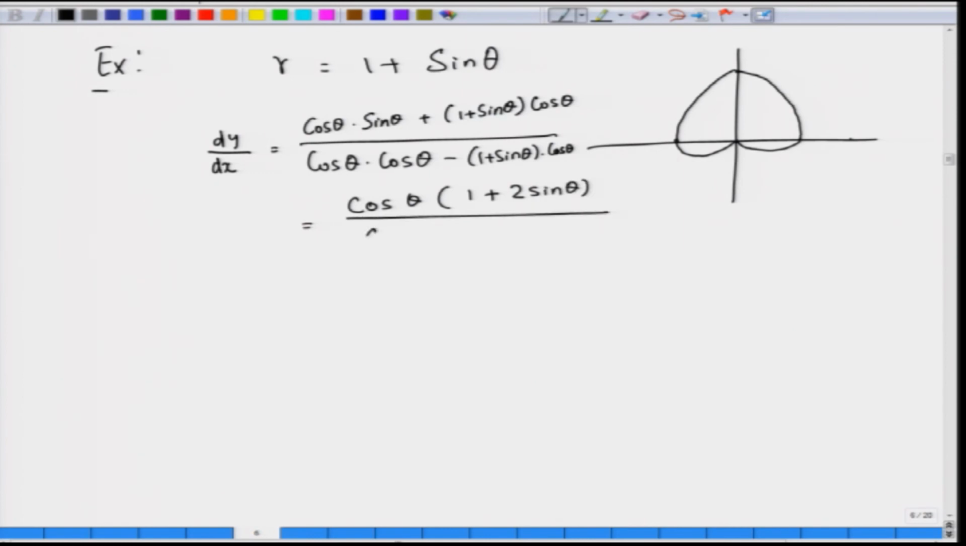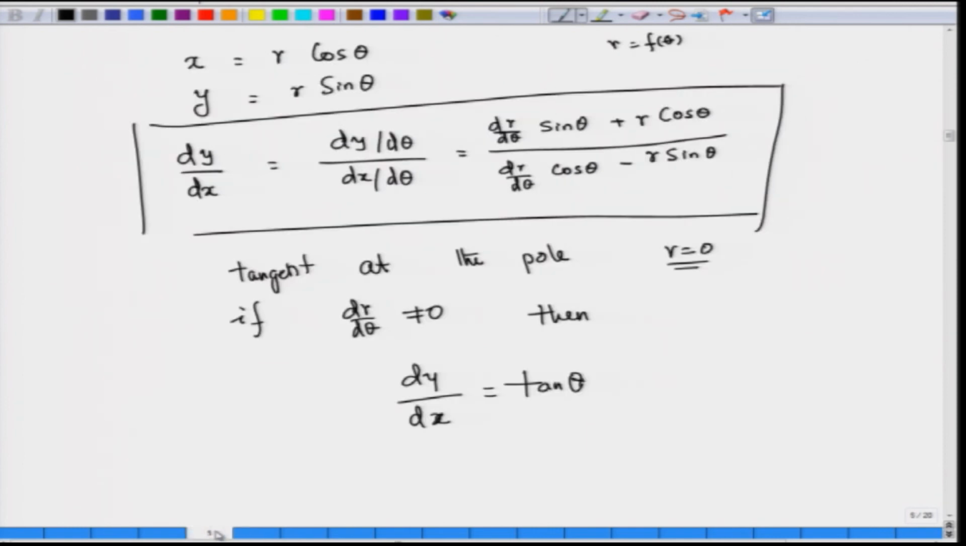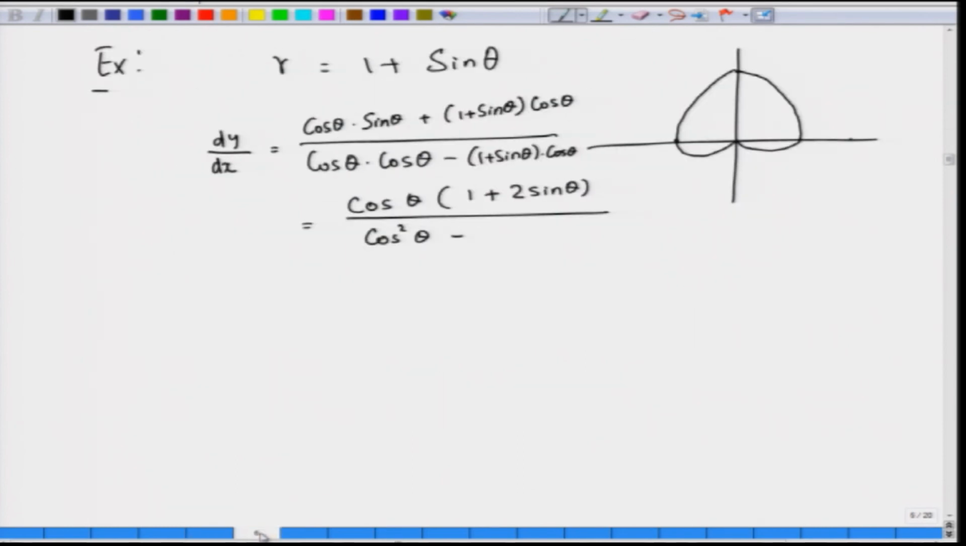Then this is divided by, oh sorry, we have made a mistake again. This is cos theta, as you can see, r cos theta minus r sin theta. So, this is cos square theta minus sin theta minus sin square theta. Simplifying, 1 plus 2 sin theta divided by cos square theta, which is 1 minus sin square theta. So, this is 1 minus 2 sin square theta minus sin theta.